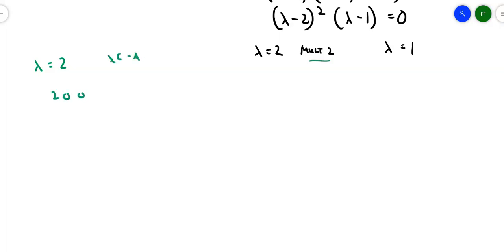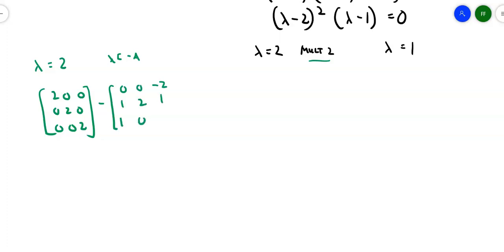So I'll get 2, 0, 0, 0, 2, 0, 0, 0, 2. There's my lambda times the identity matrix, minus the original matrix, which was 0, 0, negative 2, 1, 2, 1, 1, 0, 3. All right, what do I get? I get 2, 0, 2, 1, 0, negative 1. Nope, negative 1, sorry. And then 0 minus 1 is negative 1, 0, negative 1.